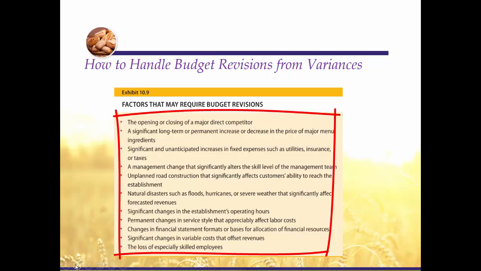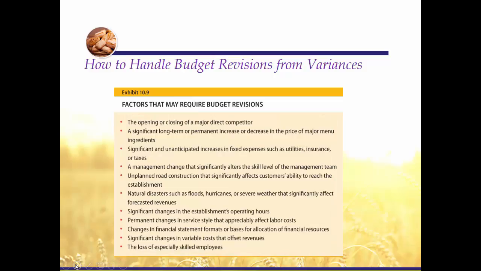Significant changes in the establishment's operating hours. Permanent changes in service style that appreciably affect labor costs. Changes in financial statement formats or basis for allocation of financial resources. Significant changes in variable costs that offset revenues. The loss of especially skilled employees. These are all different reasons why we might have to revisit our budget and make accommodations.